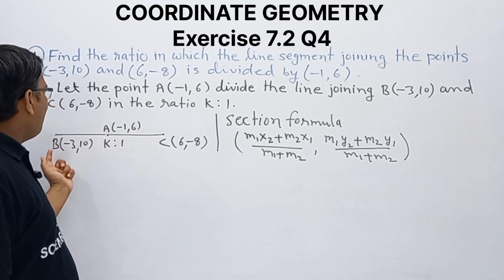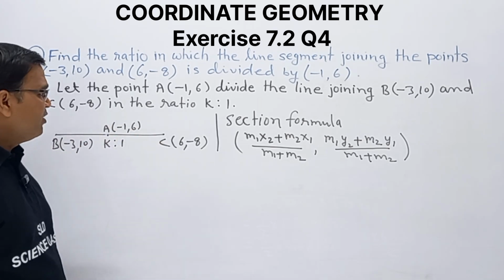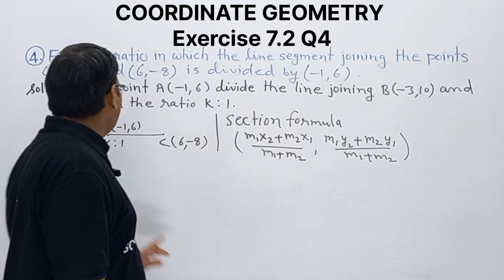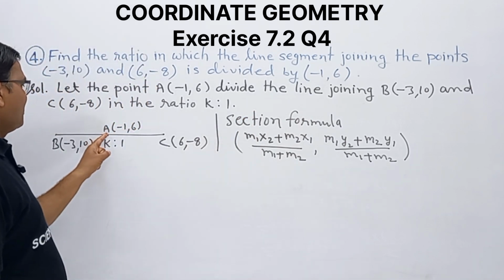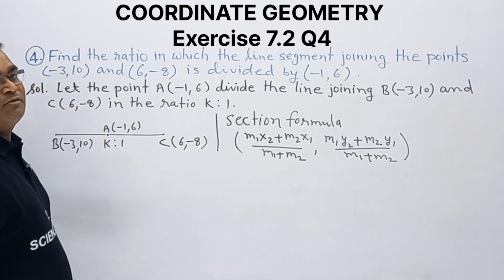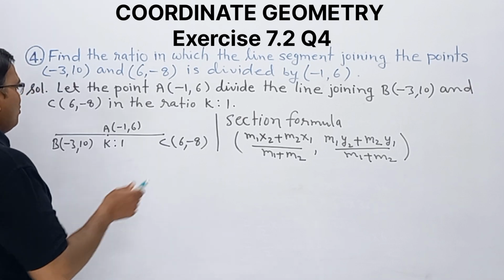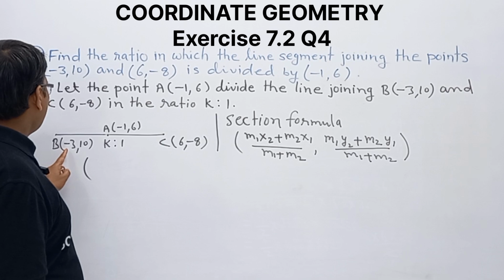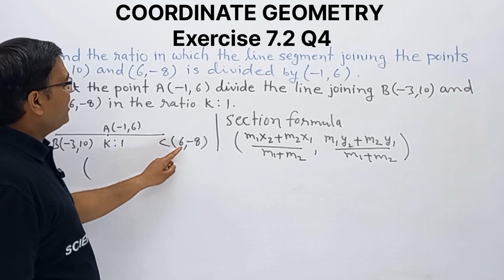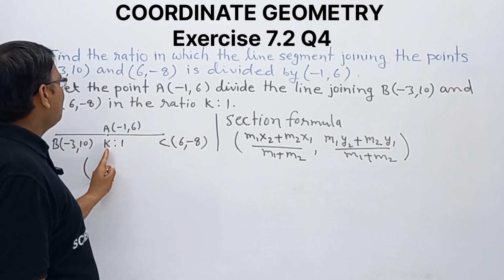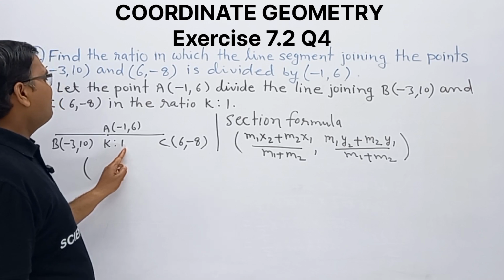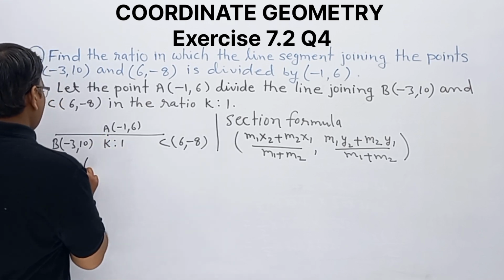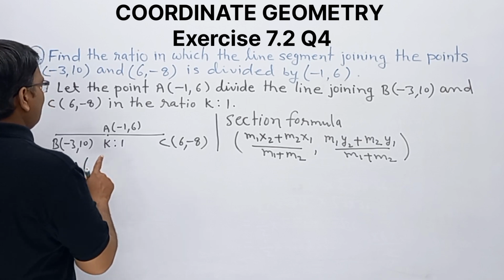and we have the line segment's points. So what will we use? The section formula. By using the section formula, we can calculate this point A. This one is x1, y1, this one is x2, y2, and the ratio is k:1. Then we can find the coordinates of this point A.